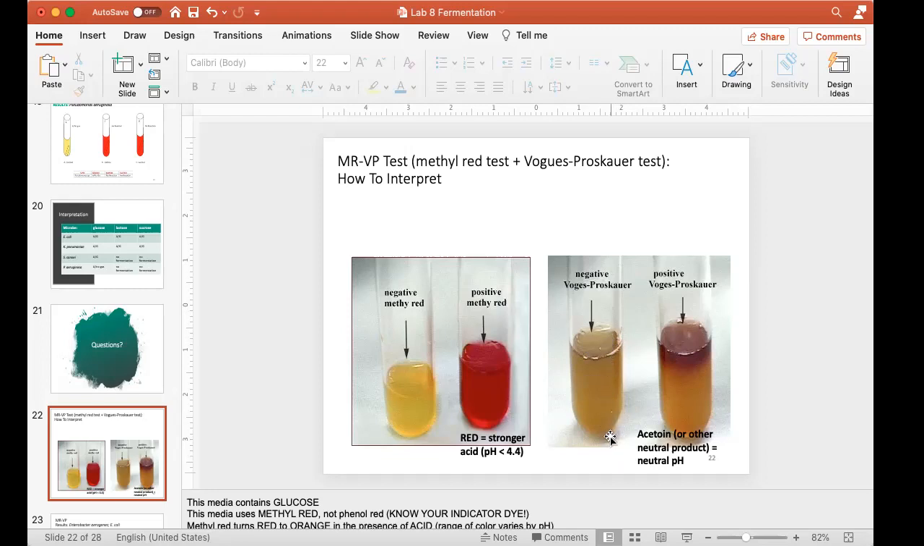Now, what you have to do is add in a reagent chemical. You have to put in a few drops of a reagent chemical in the tube after you take it out of the incubator.